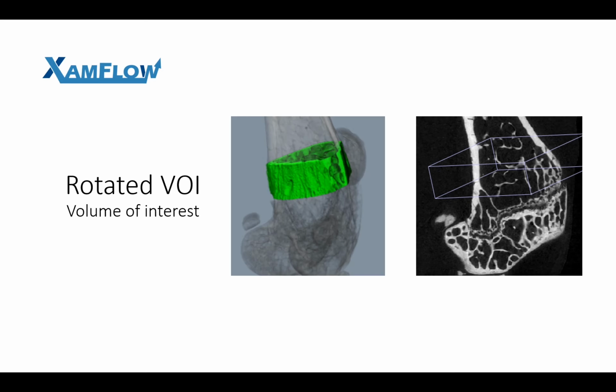A rotated volume of interest is useful in many situations. For example, a scanned sample like a bone might be slightly oblique or oriented in a different way than other samples, and we want to rotate it to align it. Or we may want to analyze a specific subregion of the scanned object that is not aligned with the main axis.